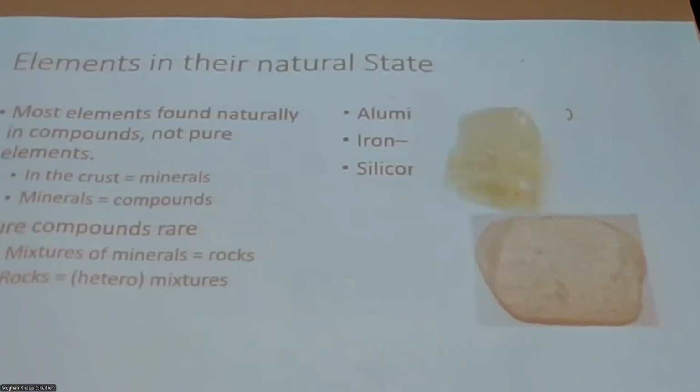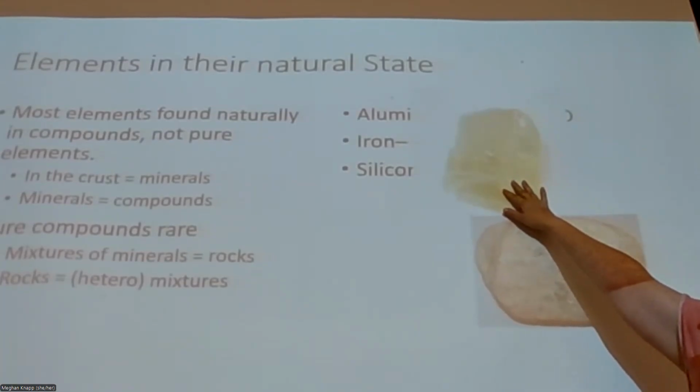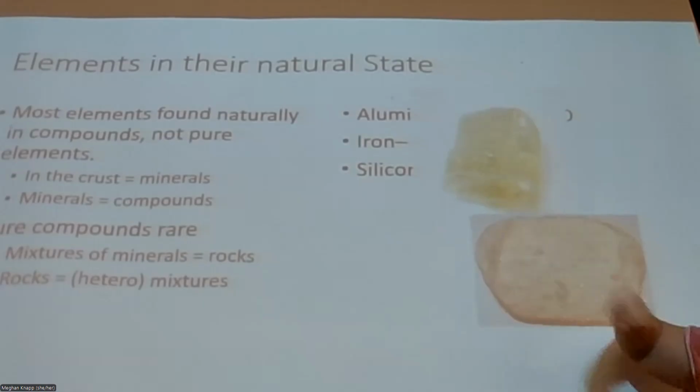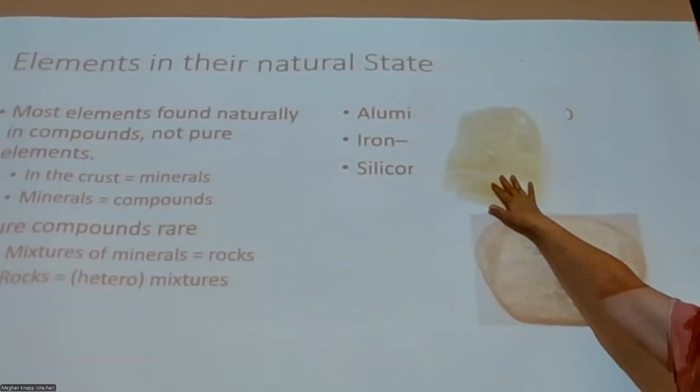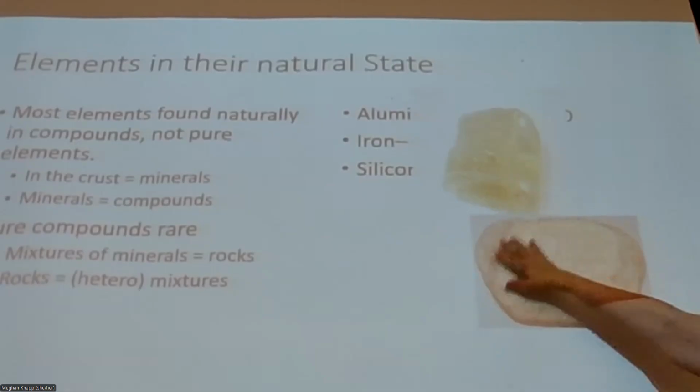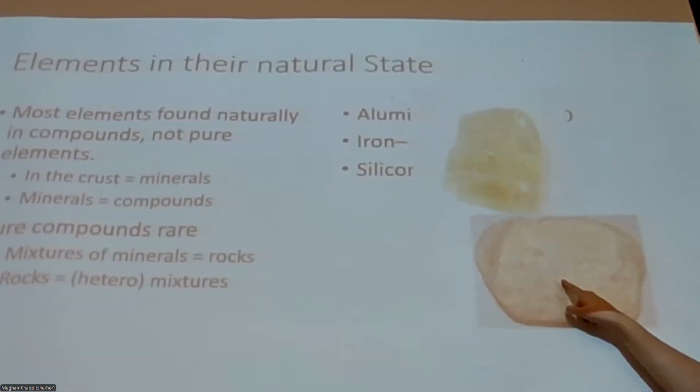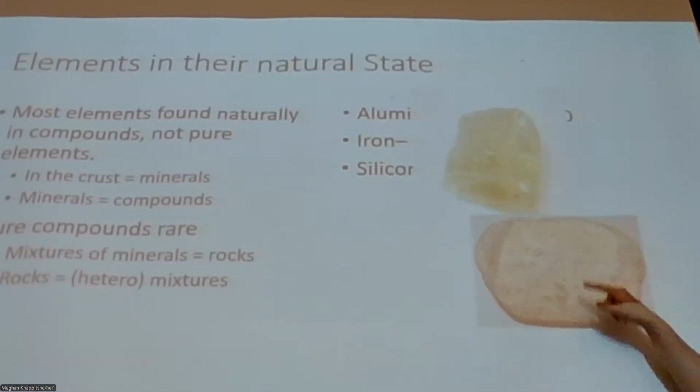Most elements are not found as pure elements. They're found combined with other elements. So we would call these minerals if it's just 1 compound, or ores if it's a mixture. Okay. So this is the mineral olivine. And this mineral is found mixed in with other things. So you can see some darker splotches in here and some green spots here.